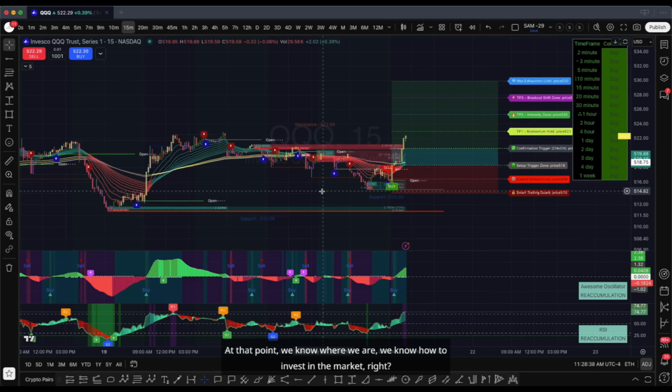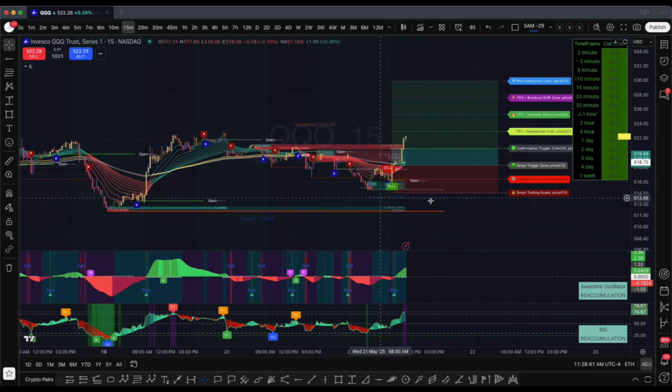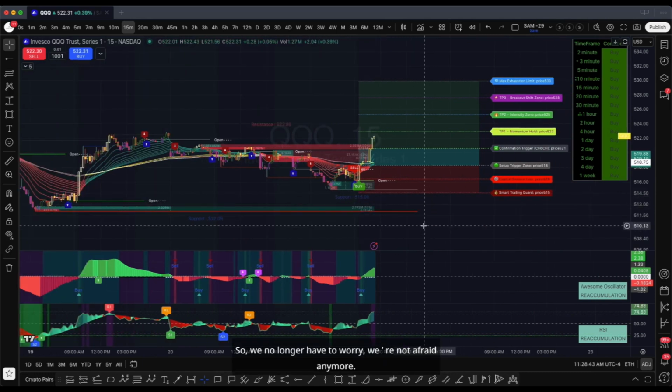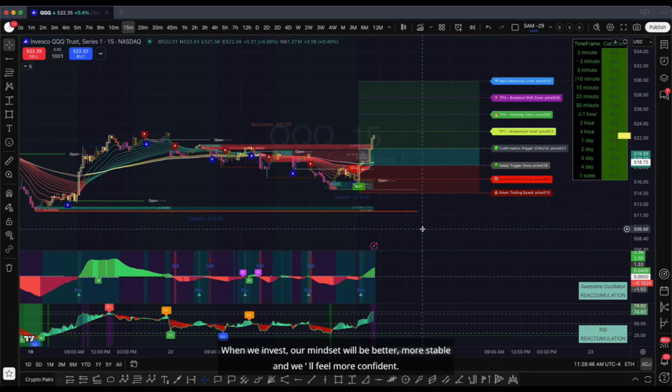At that point, we know where we are. We know how to invest in the market, right? So we no longer have to worry. We're not afraid anymore. When we invest, our mindset will be better, more stable, and we'll feel more confident.